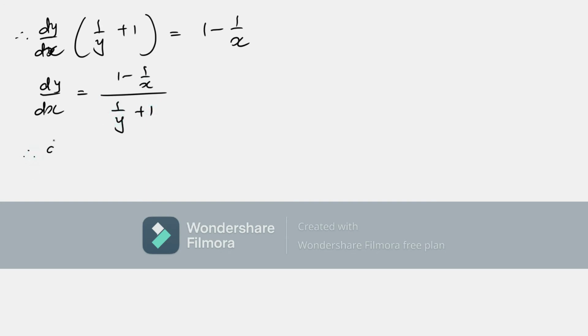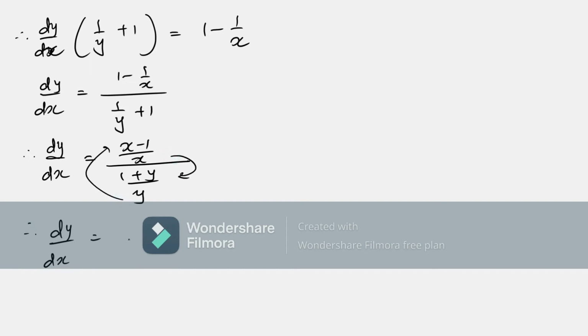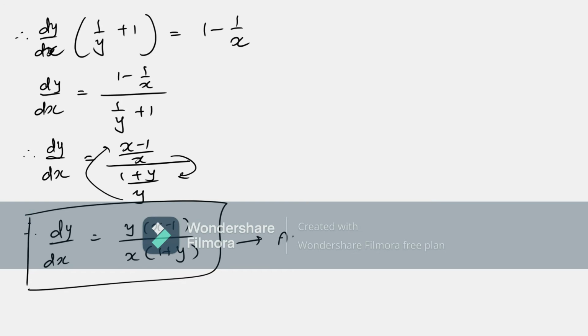Let's do some simplification. It's like (x minus 1) upon x and (1 plus y) upon y. It's just what we did in simplification: this x goes in the denominator, and this y will go in the numerator. So y(x minus 1) and x(1 plus y), or y plus 1, same. That means this is your answer.